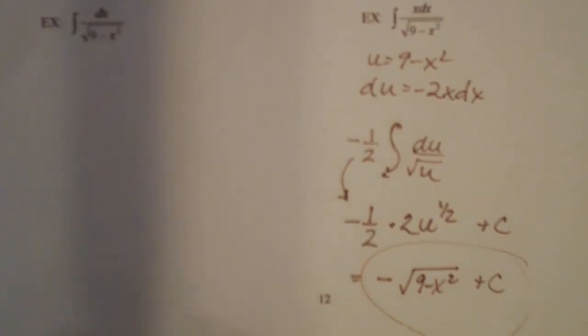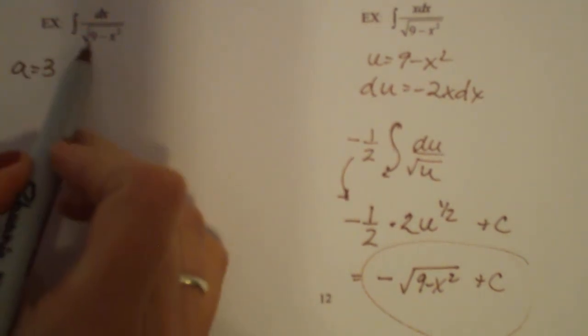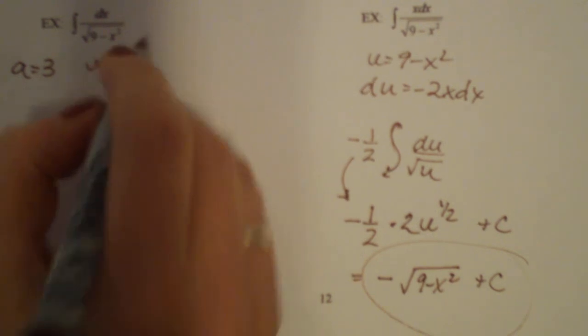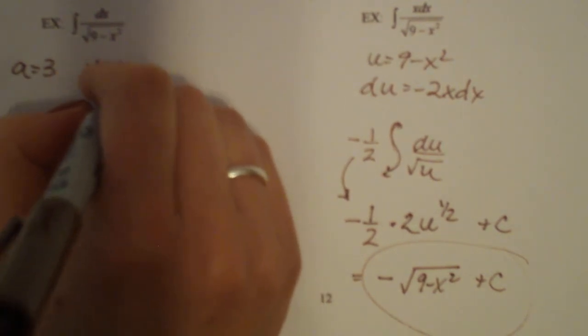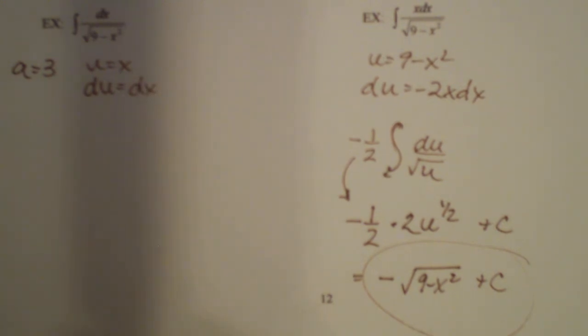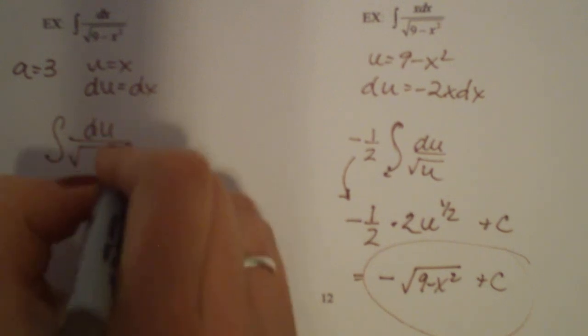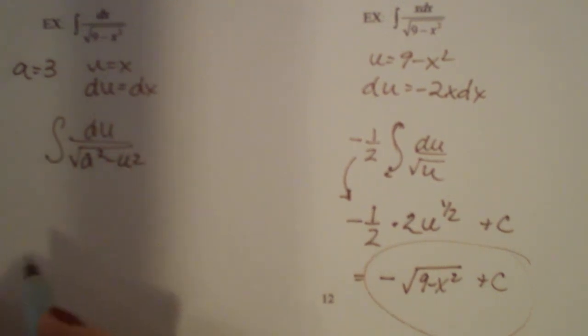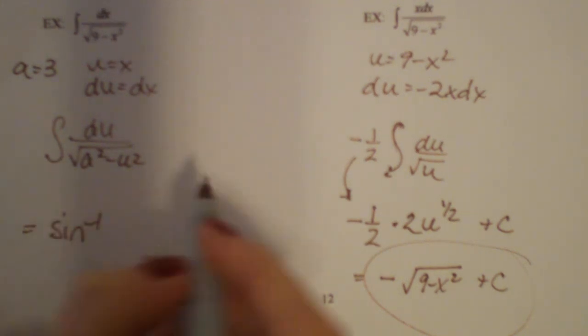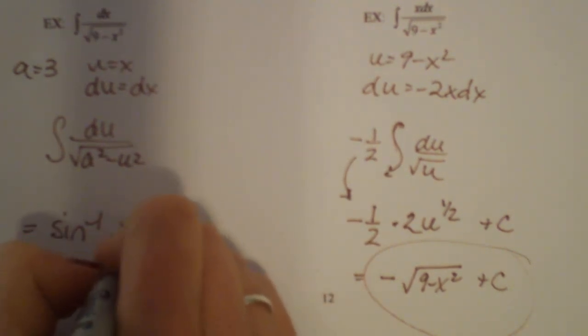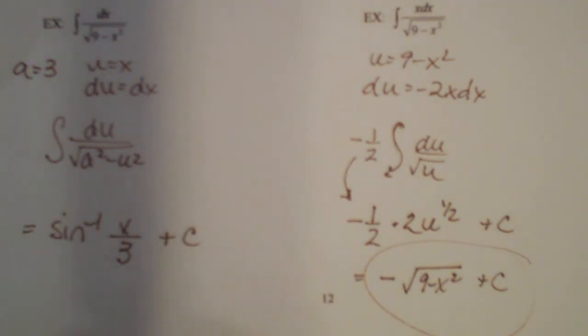When I go to the other example on the left-hand side of the page, I don't have that extra x on top. That forces me to do an inverse trig. A is 3. That's the constant that's getting squared. U is x. That's the variable that's getting squared. Du is the derivative of x, 1 dx. So when I set up my integral, I've got du over radical a squared minus u squared, piece of cake. My final answer is inverse sine, and for inverse sine, I've got u over a plus c, and we are done.